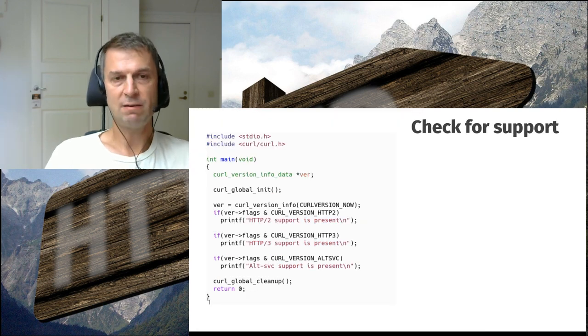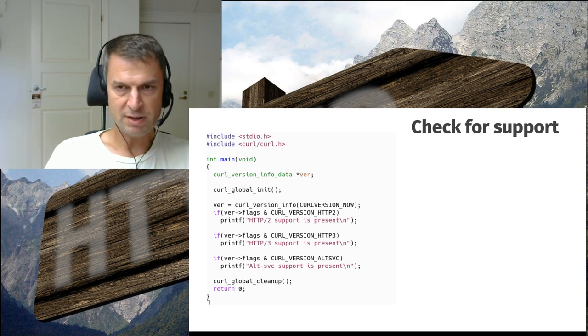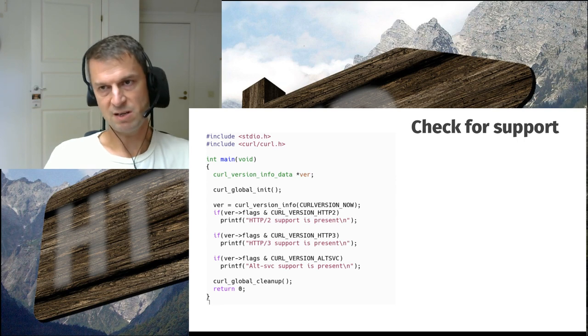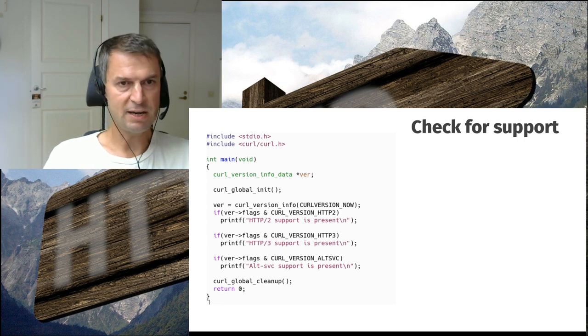Right, and if you want to ask your libcurl whether it supports HTTP3 or not, you can just use the regular curl version info function, which is a function that's existed in libcurl since a long time.